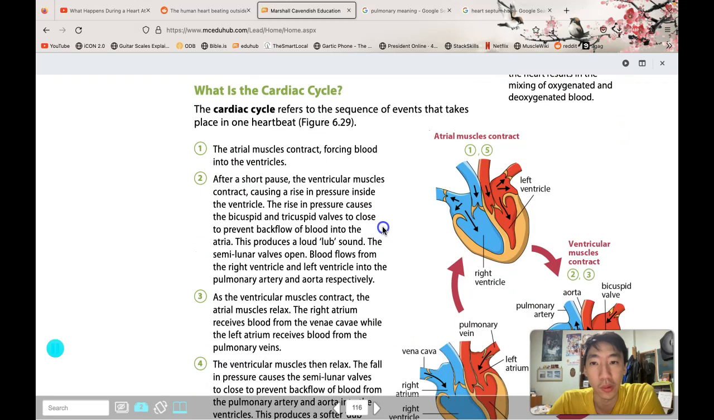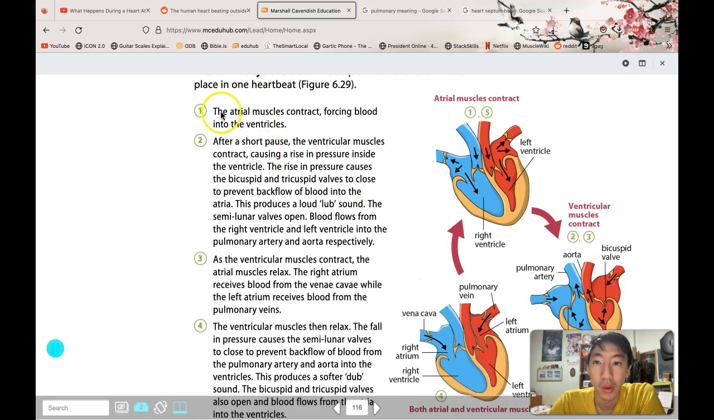Okay, let's talk about this thing known as the cardiac cycle. A cardiac cycle is the sequence of events that take place in one heartbeat. So, step 1. The atrial muscles contract, forcing blood into the ventricles. Both the atria work simultaneously, so both atria will contract.